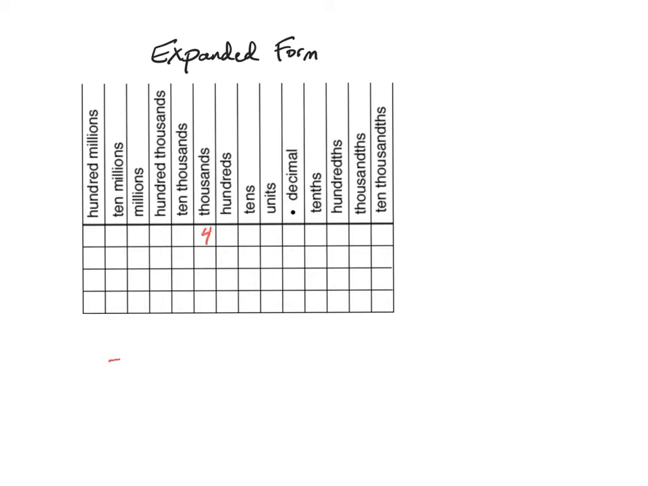So let's say we have 4,258 and 376 thousandths. Each digit is going to say its full name, so the 4 becomes 4 thousand. The 2 is 200. The 5 is 50. The 8 is just 8. When we get into the decimals, they're still going to say their name. So the 3 is 3 tenths. The 7 is 7 hundredths. And the 6 is 6 thousandths.